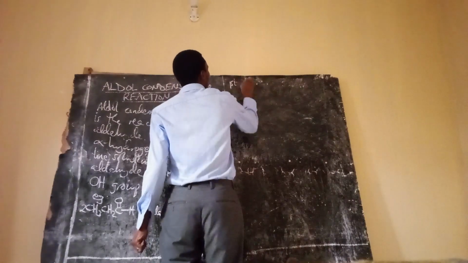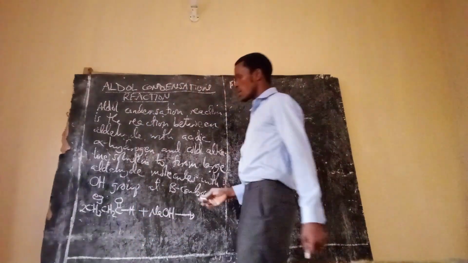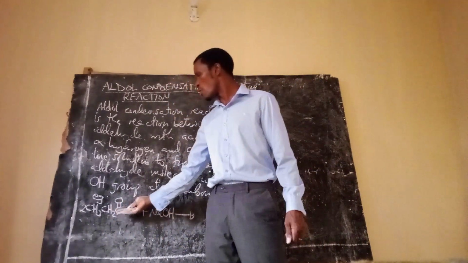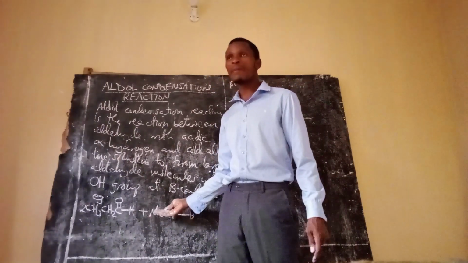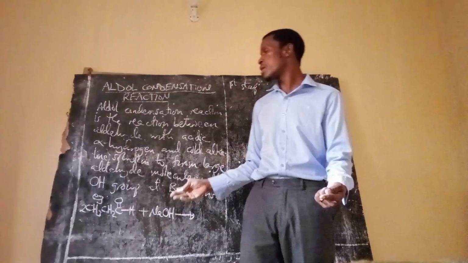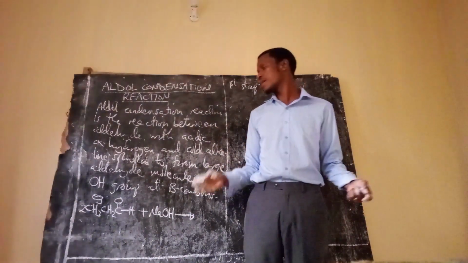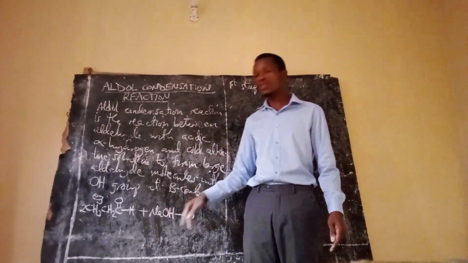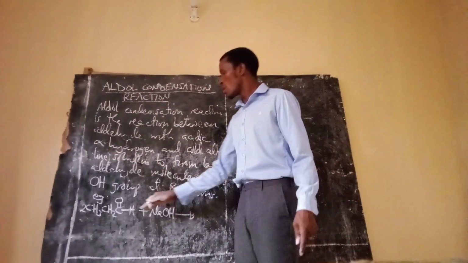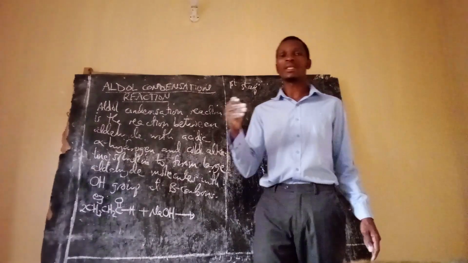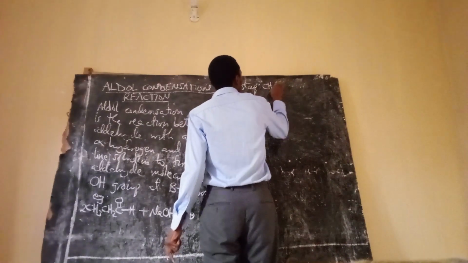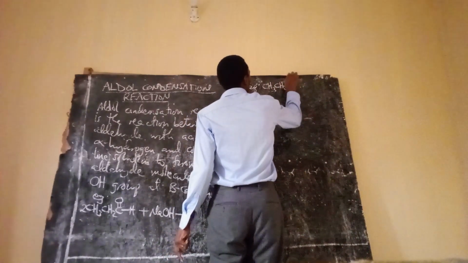In the first step, some of the molecules of aldehyde meet with the base. They are attracted by the base, but other molecules of aldehyde remain unreacted, do not meet with the base. The ones which meet with the base tend to form enolate ions. For example, in the first step, some of the molecules of aldehyde are attracted by the base.